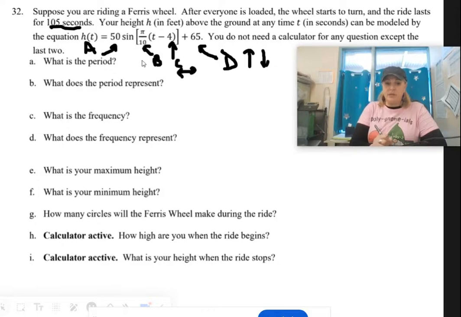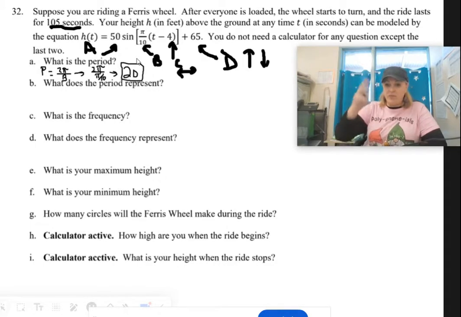So let's start with the period. The period is 2 pi over your b term. Well, in this case, 2 pi would be over pi over 10. When you multiply those out, you actually get 20. If you don't understand how, we can work it out another time, but with the fractions, you can divide by the reciprocal, multiply by the reciprocal when you're dividing.